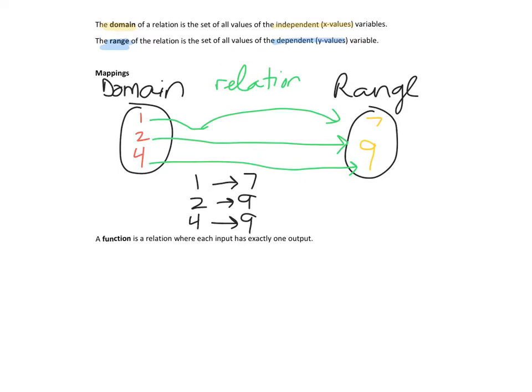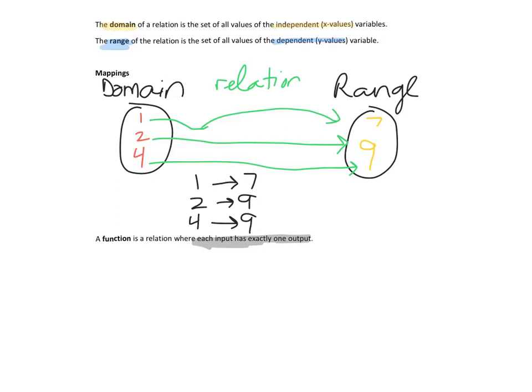Okay, so there you go. All right, so we're defining what a relation is. Now that we have a relation, we can talk about a function. And a function is a relation where each input has exactly one output. So each input has exactly one output.